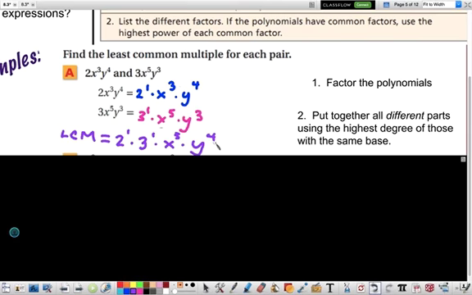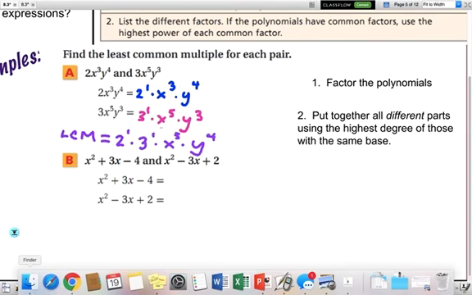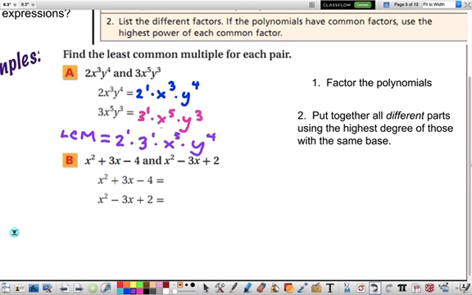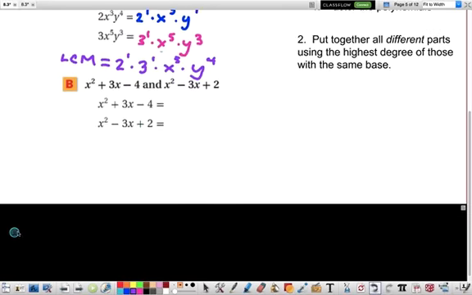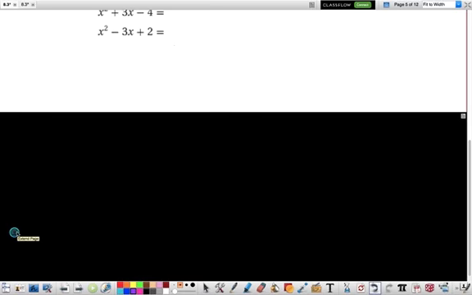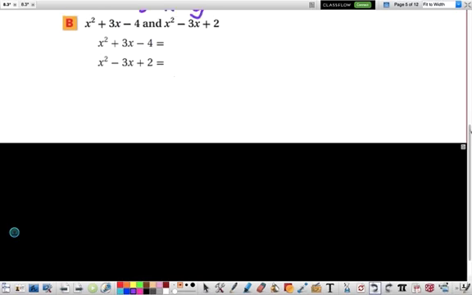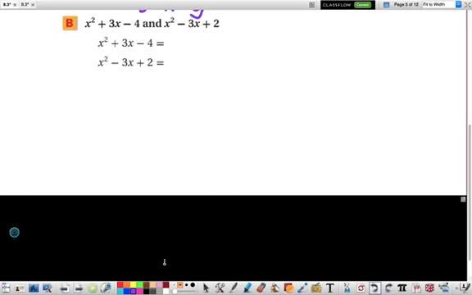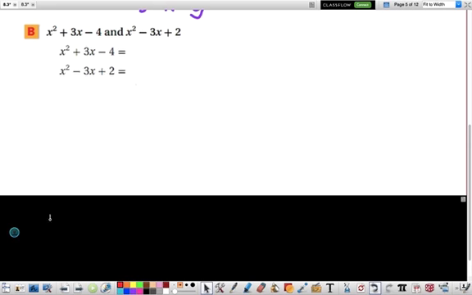Okay? Okay. So let's try one more. So you can see a good example that might lead to some confusion. Try and find the least common multiple for this one. x squared plus 3x minus 4, and x squared minus 3x plus 2.